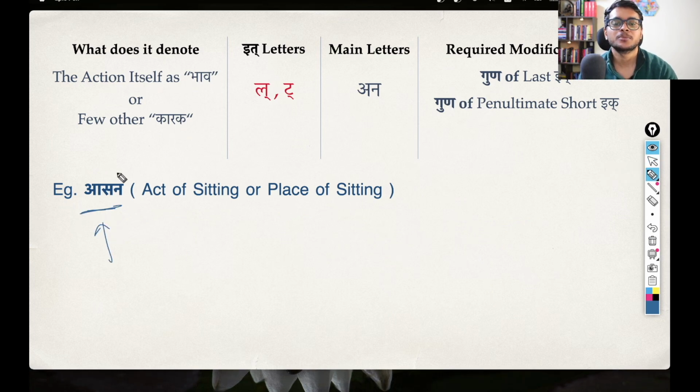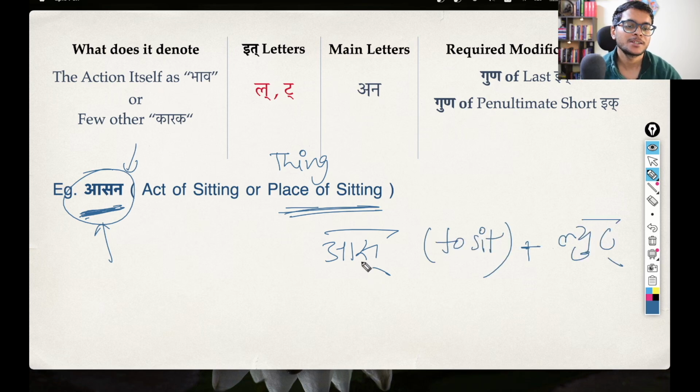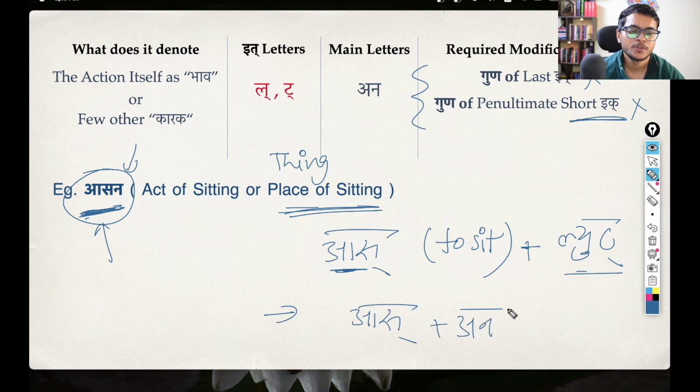Asana. So this is the pratipadika asana. And this particular word is associated with this meaning. The place of sitting, right? Rather than place of sitting, we also say the thing on which we sit. Okay. This is coming from as dhatu. As dhatu means to sit. And when we modify this as dhatu using lut pratyay, the modification is pretty straightforward. Guna of last ek is not possible because we are ending with a consonant, and guna of penultimate short ek again is not possible because we have a dirgha a as the penultimate vowel. So both these modifications are not possible. This as will remain as such only. And from lut we get this ana. So we just simply combine them together. The pratipadika we get is asana, right?